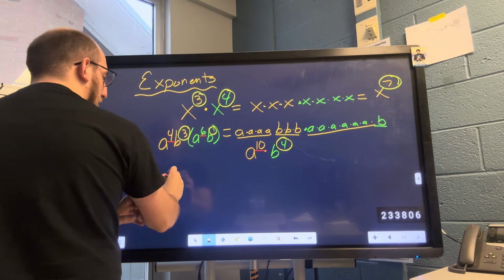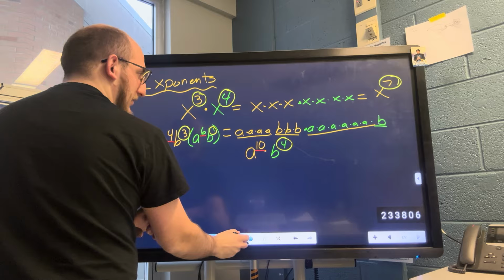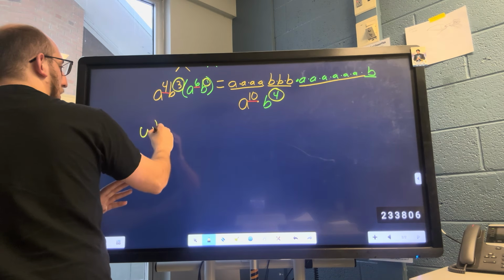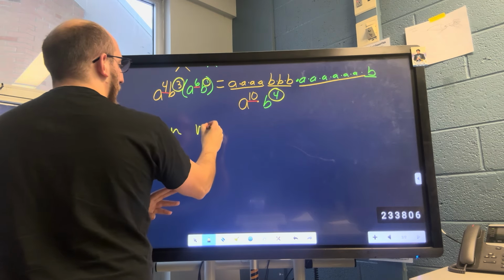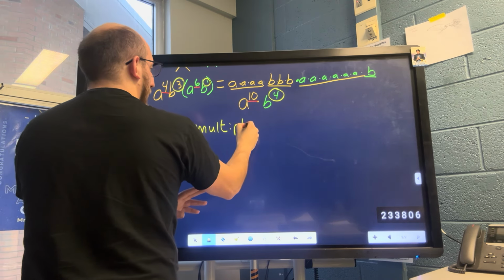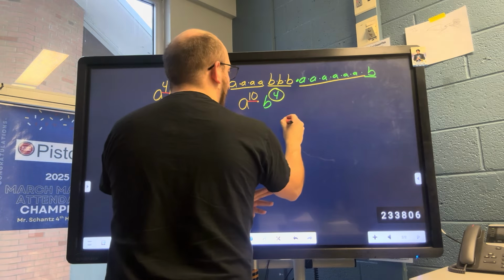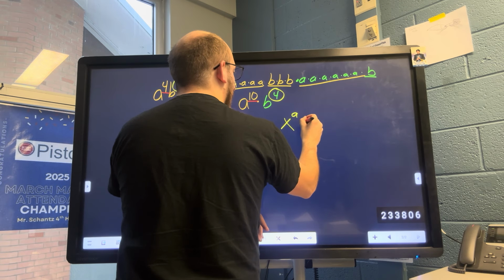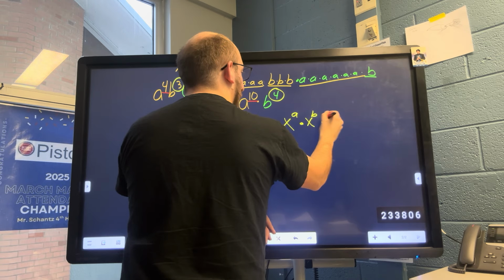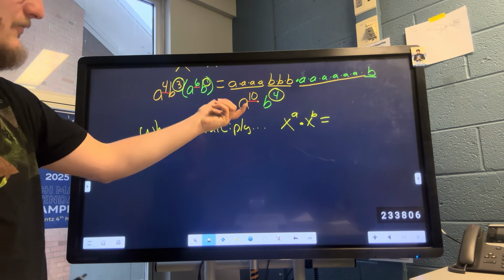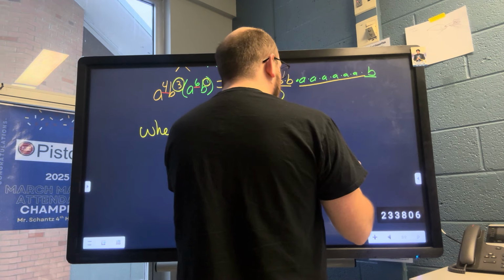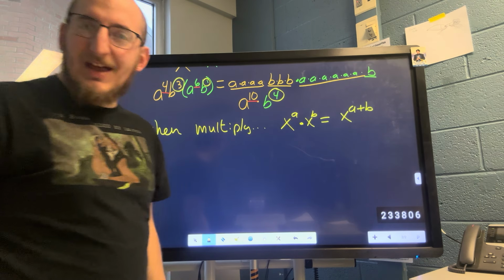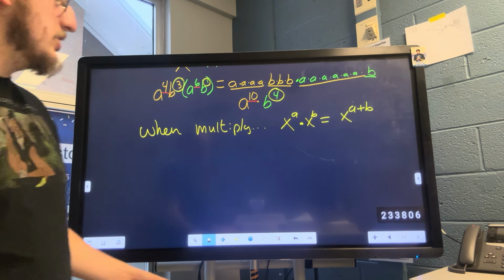If we have some number when multiplying, if we have x to the a times x to the b, the rule to simplify this is going to be x to the a plus b. We just add the exponents. That's all we do.